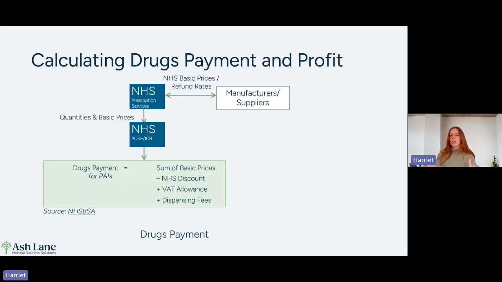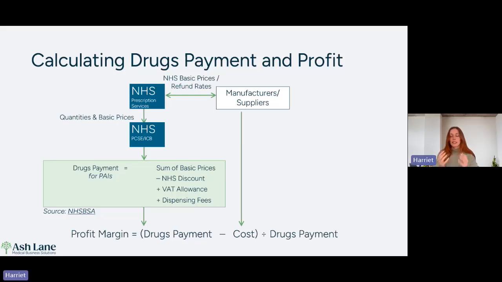And that's underpinning those drug statements that you're receiving every single month. But then to arrive at the profit on that, you would deduct the cost that you are purchasing those drugs from the suppliers, including the VAT. It's important to note that although you can get most of your drugs at the basic price, so the amount they're being reimbursed for, some suppliers do charge more than that, so you do have to be vigilant there. Once the cost is deducted and you've found your profit, you arrive at the profit margin by dividing that by the drugs payment amount and multiplying that by 100 to get your percentage.